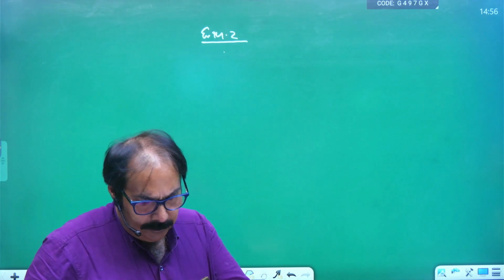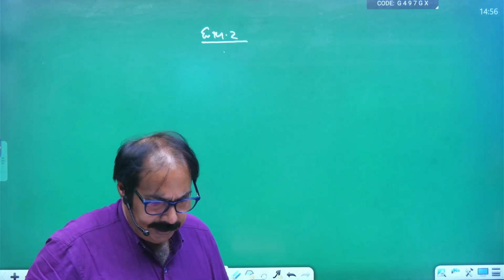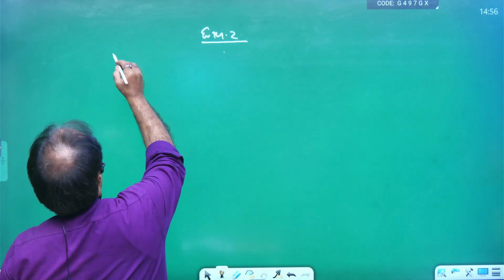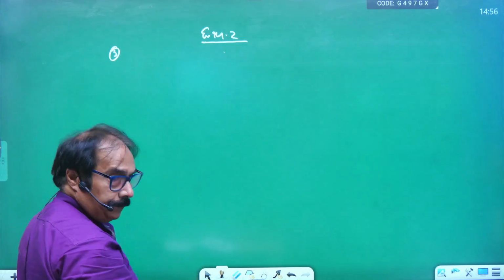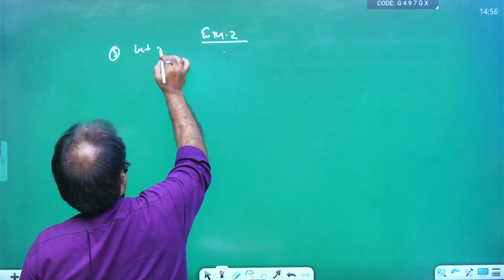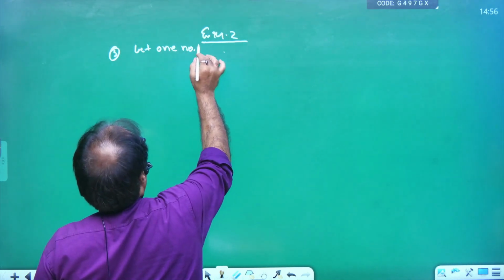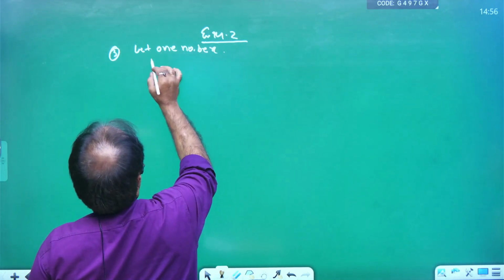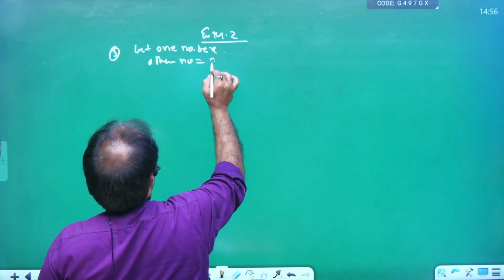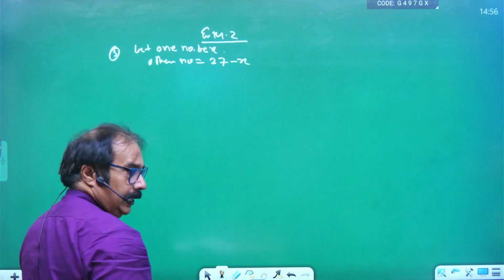Find two numbers whose sum is 27 and product is 182. This is question number 3. Okay. Let one number be x and the other number be, because the sum is given as 27, 27 minus x.